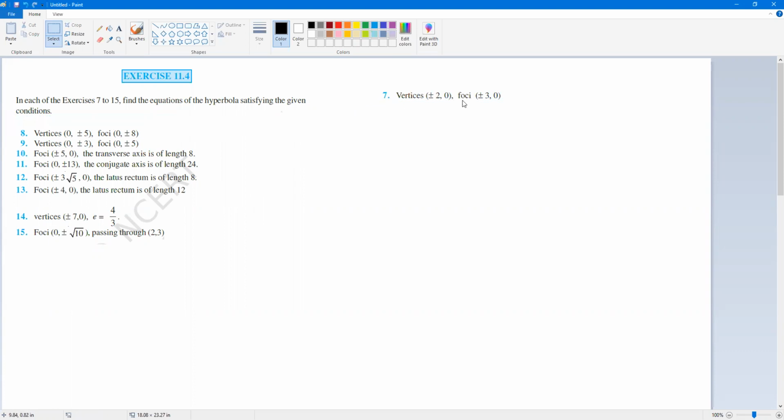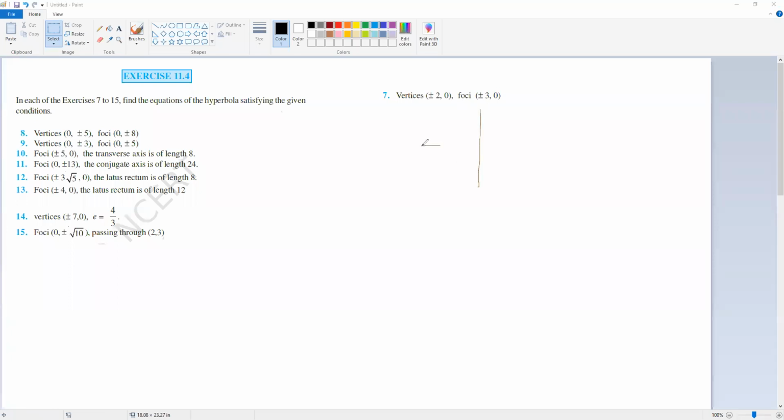Always draw a rough picture. So vertices 2, 0 plus 2, that means it will come like this because this is minus 2, 0, this is 2, 0. So now we understood transverse axis. Transverse axis is horizontal. Horizontal है तो हमें पता है equation will be x square by a square. X square will be positive term minus y negative along with the y square. So y square by b square is equal to 1.